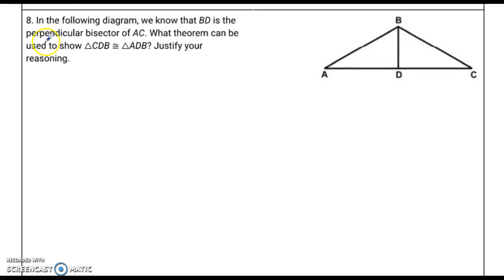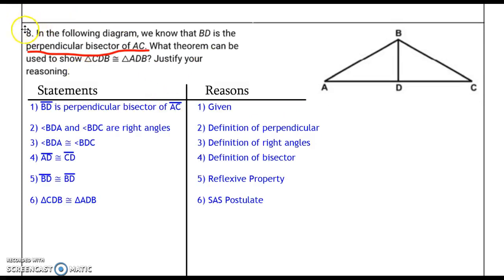Taking a look at number 8, pause the video, try to write it out, and I'll show you the correct answer. Here you can see the answer for question number 8. It claims that there's a perpendicular bisector here, which means I can put it in my givens. It asks what theorem can be used to show these 2 triangles are congruent, so we might as well just write out the proof. BD is a perpendicular bisector, which is given, and then BDA and BDC must be right angles. We know they're right angles because perpendicular lines form right angles. That's also known as the definition of perpendicular.